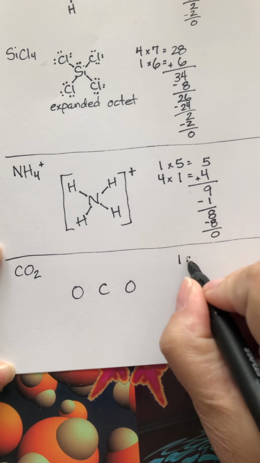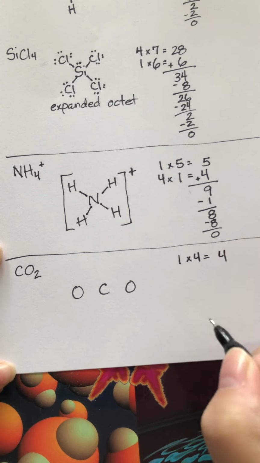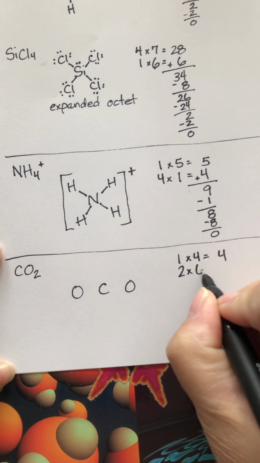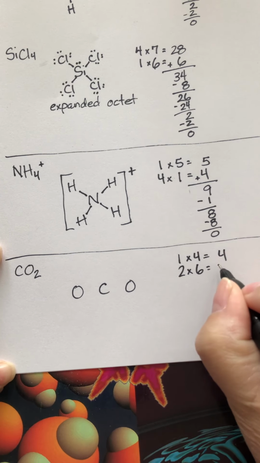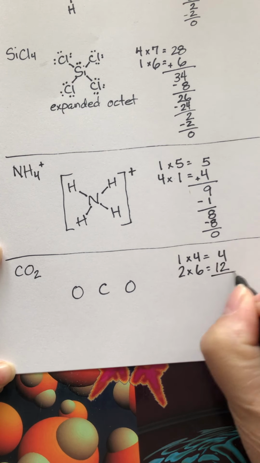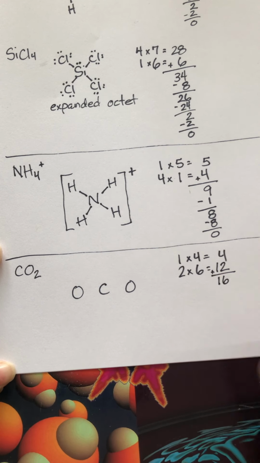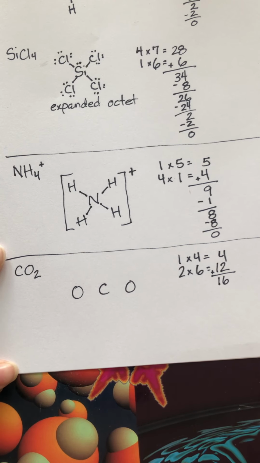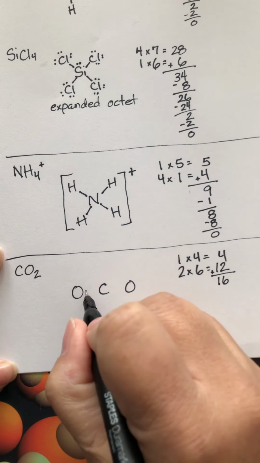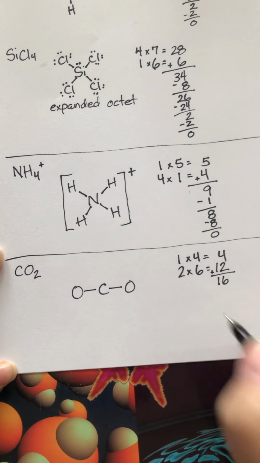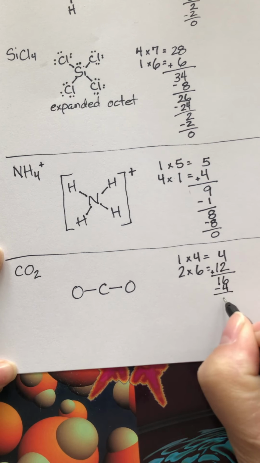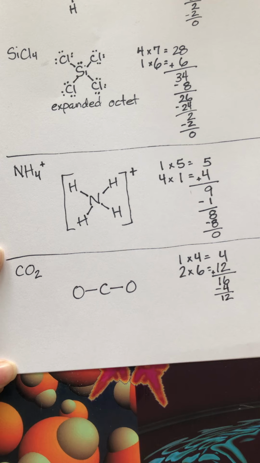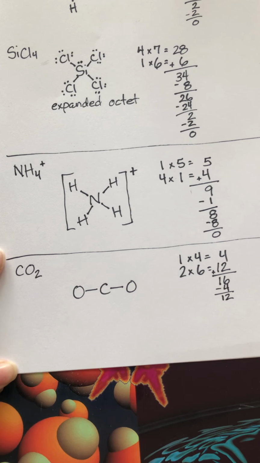Okay, let's do some accounting. I have 1 carbon with its 4 valence electrons. I have 2 oxygens, each with their 6 valence electrons, and that gives me 12. So 4 and 12 make 16. We've got to find homes for our 16 valence electrons. First, everybody gets a bond into the central atom, and that used up 4 out of my 16, leaving us 12 valence electrons.